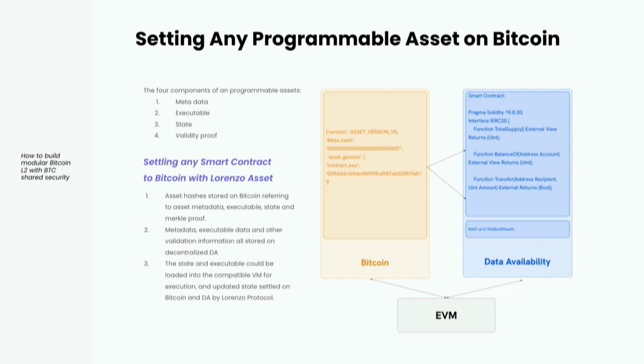If you want to use this data, for example in EVM, you load these pointers from Bitcoin, and with these hashes, you load the supplemental data, the binary data and the proofs from the DA, and you check the correctness of this data. If everything aligns and makes sense, you load all of this data into EVM, keep executing on it to get the new state, and then you settle onto Bitcoin and onto the DA as well.